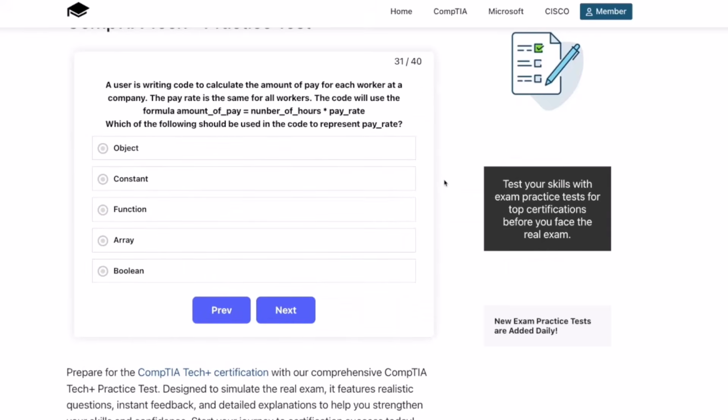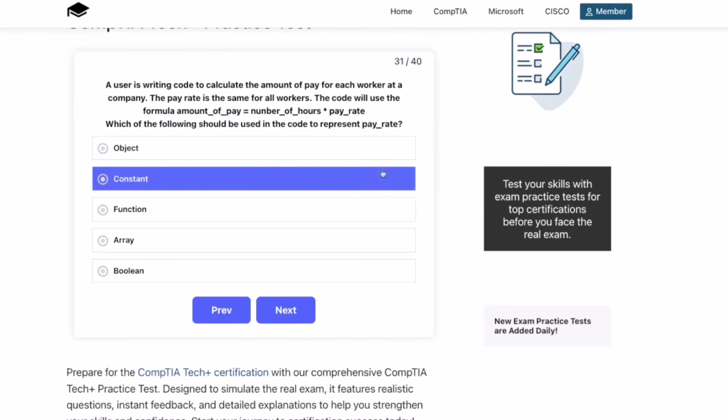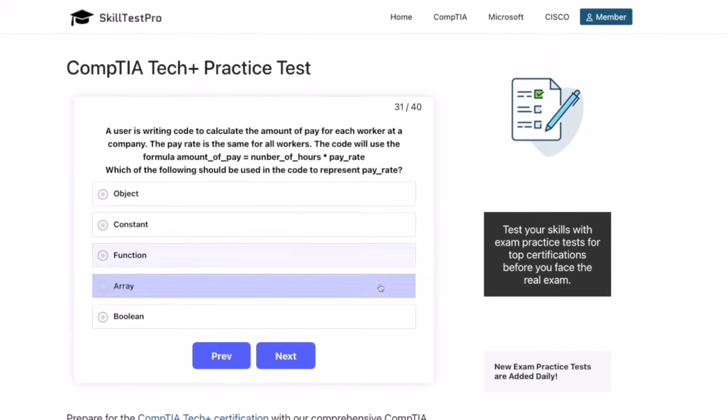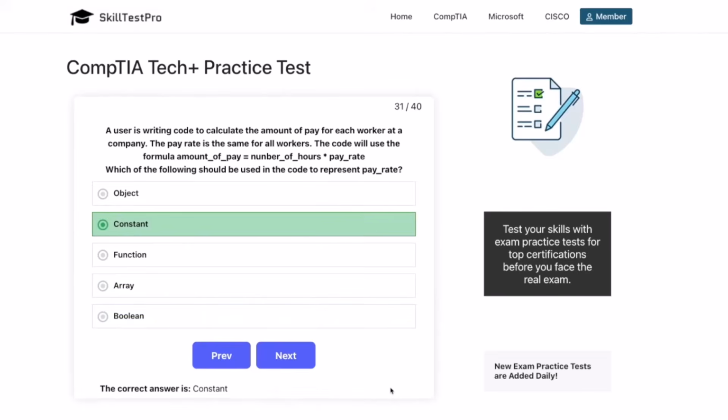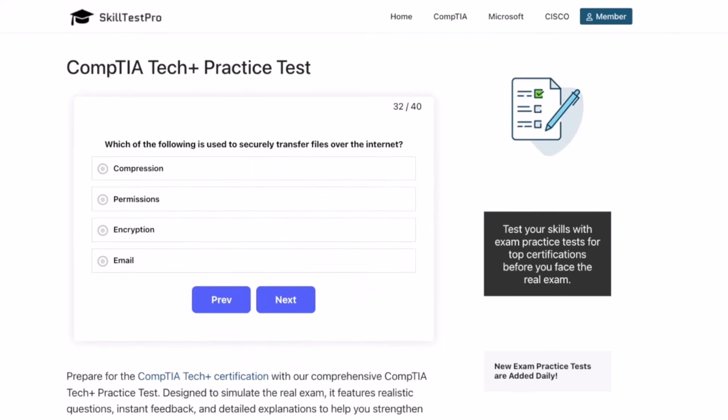Next question. A user is writing code to calculate the amount of pay for each worker at a company. The pay rate is the same for all workers. The code will use the formula amount_of_pay equals number_of_hours star pay_rate. Which of the following should be used in the code to represent pay_rate? Object, constant, function, array, or Boolean? The correct answer is constant. Let's keep going. You guys are doing great so far.